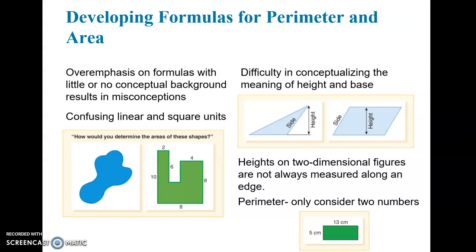Difficulty in conceptualizing the meaning of the height and the base. In the figures on the side, each have a slanted side and height given. Students tend to confuse these two. Any side of a figure can be called a base. For each base that a figure has, there is a corresponding height. If the figures were to slide into a room on a selected base, the height would be the height of the shortest door that it could pass through without tipping on its side.